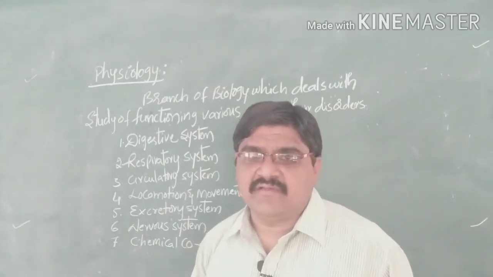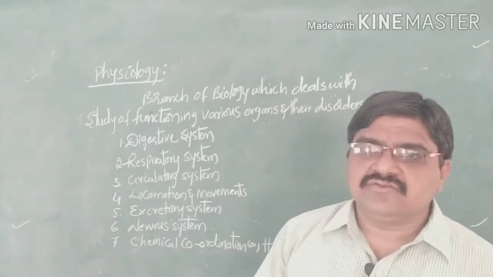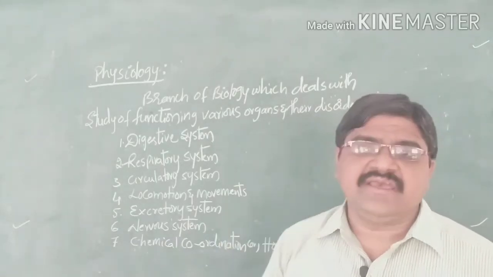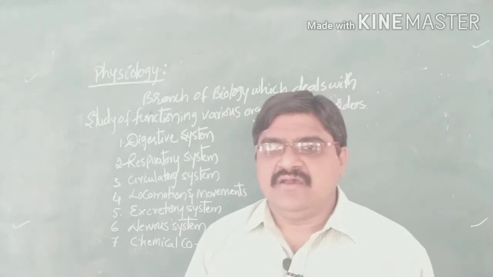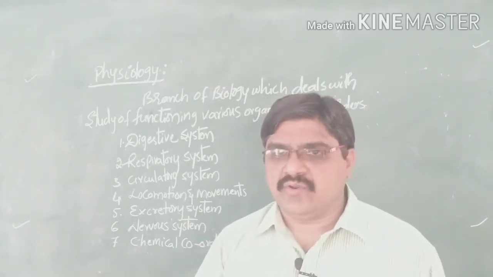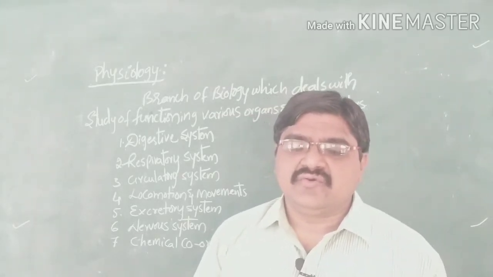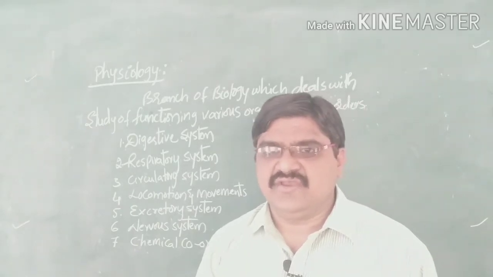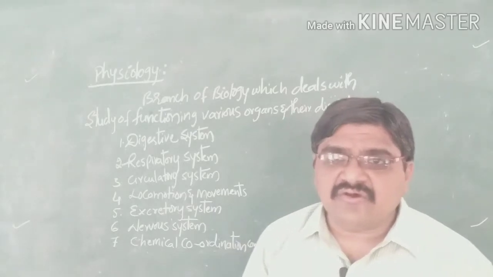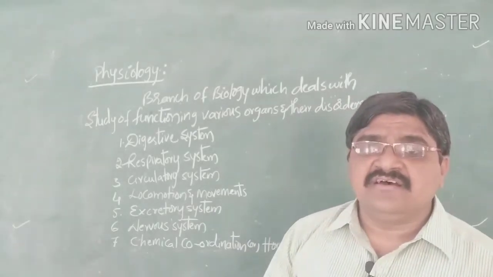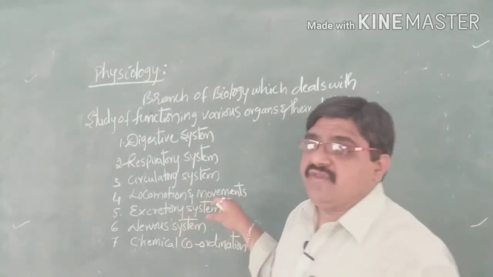For example, the heart is an organ. If the heart function does not take place properly, what will happen? It may cause a heart attack, or angina pectoris, or due to blood pressure, several hypertensions. These are the various disorders that take place during the functioning of various organs.